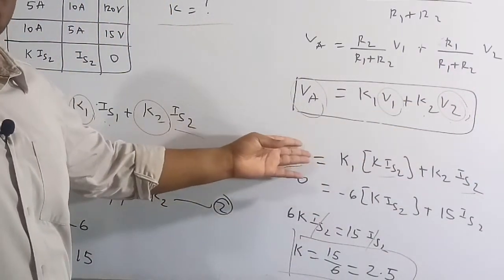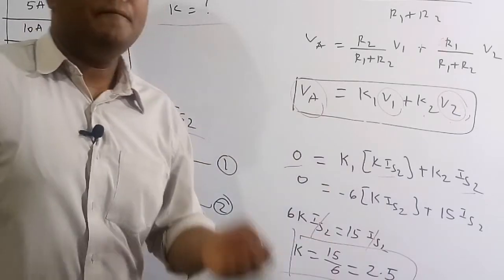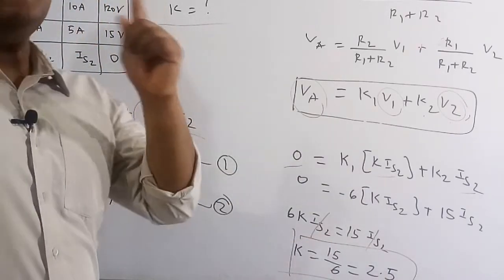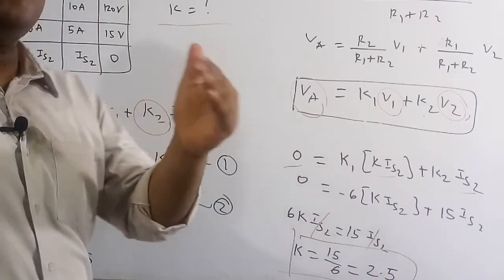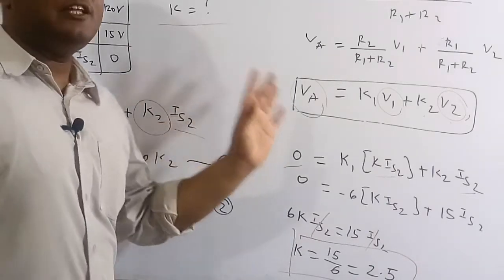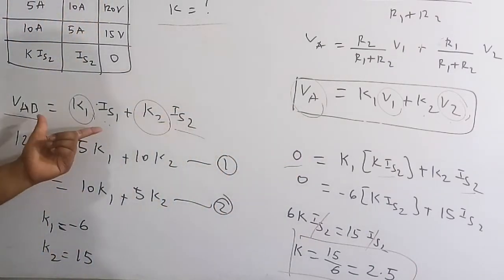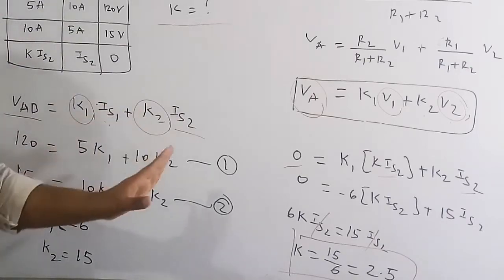By using superposition also, the net output voltage is equal to the output voltages with respect to only one source; the individual source contributions we have to add. This is only for the current and the voltage but not for the power. So therefore, by using the standard equation only, we have solved this numerical.